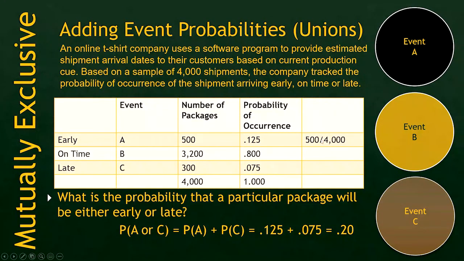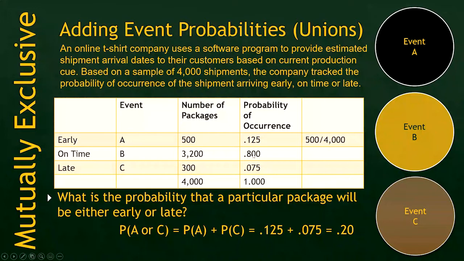Or probability table, and so you have the event, you have the number, you have the probability of occurrence, and then right here you have 500 divided by 4,000, which is the relative frequency. So we've got 500 divided by 4,000. This would be 3,200 divided by 4,000, which would be the probability of occurring.